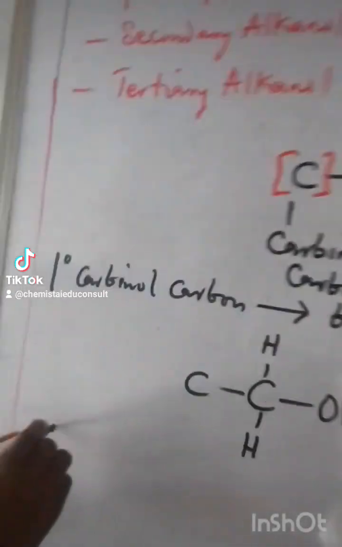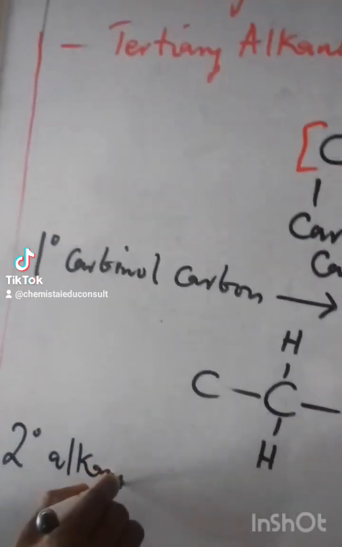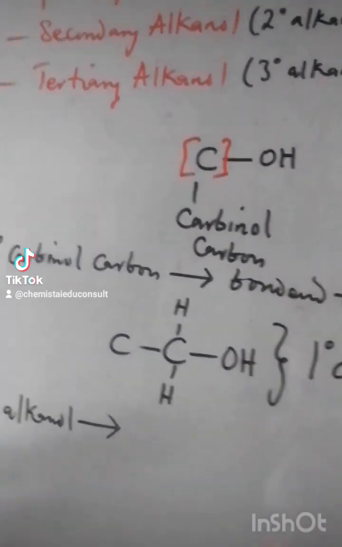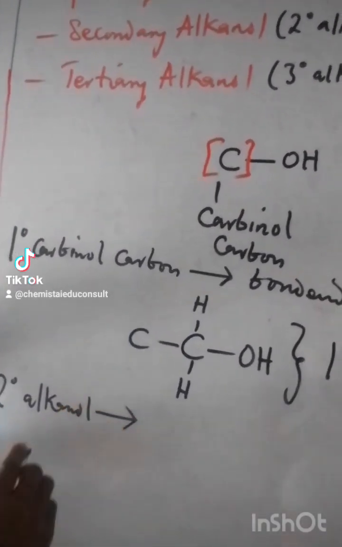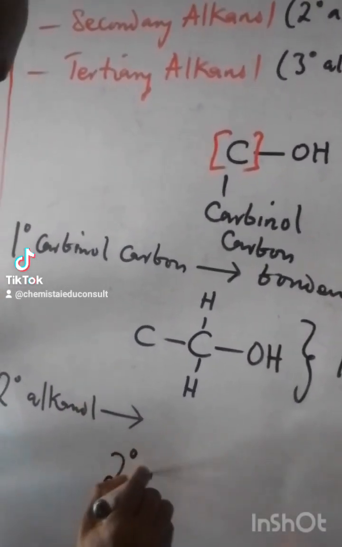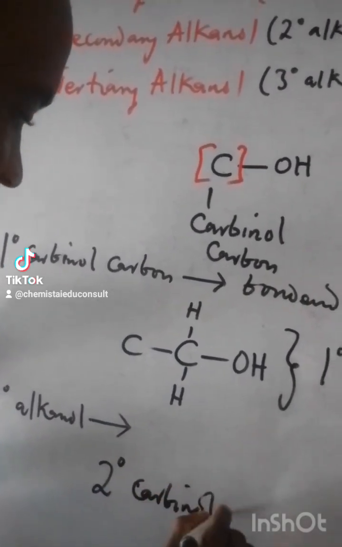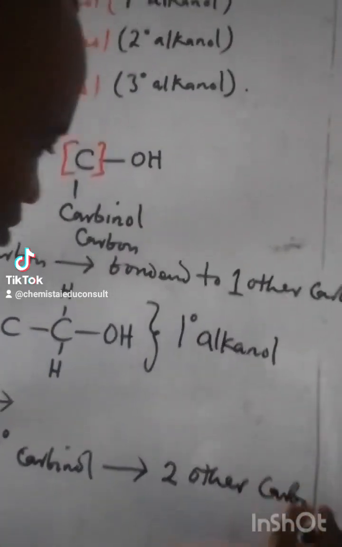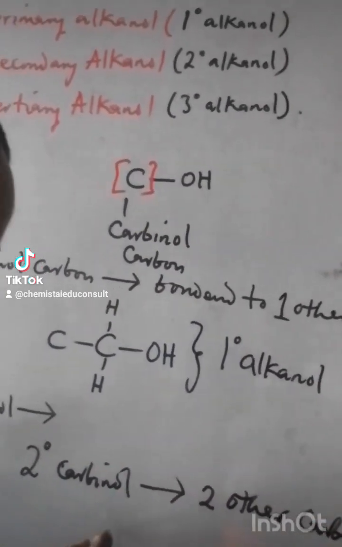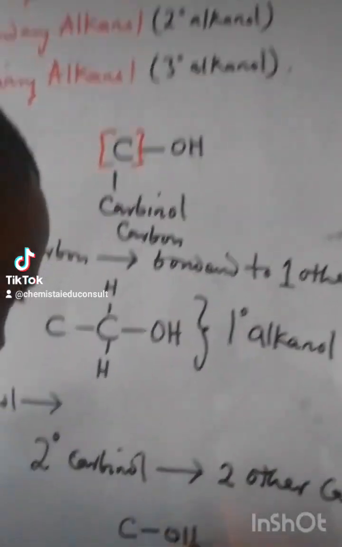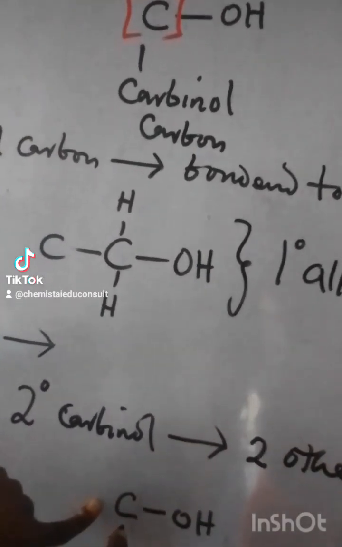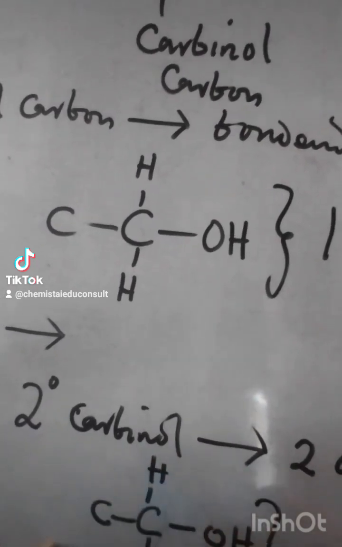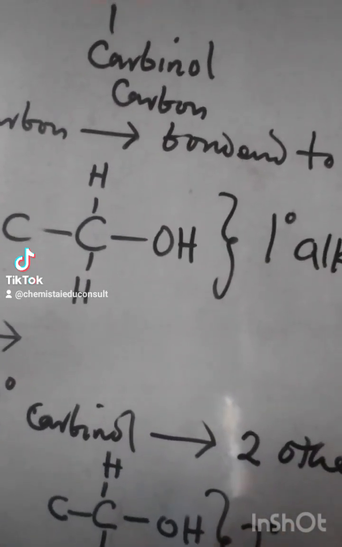Secondary alkanol, 2 degree alkanol, is the alkanol that contains a secondary carbinol carbon. What is secondary carbinol carbon? A secondary carbinol carbon is bonded to 2 other carbon atoms. Example, this is a carbinol carbon bonded to 2 other carbon atoms with 1 hydrogen. So this is a secondary alkanol.